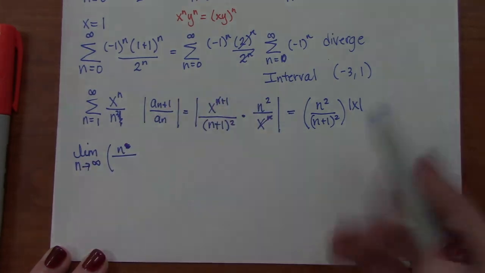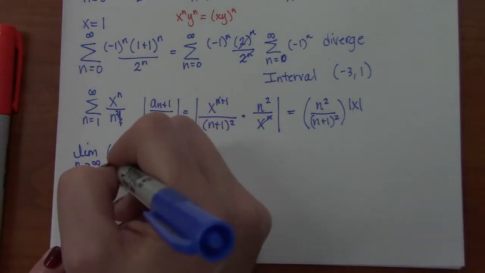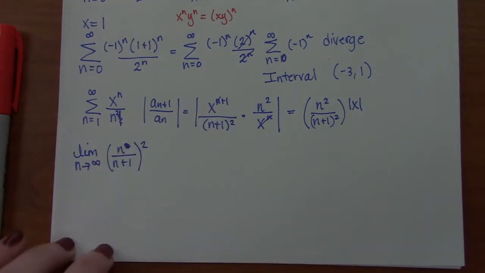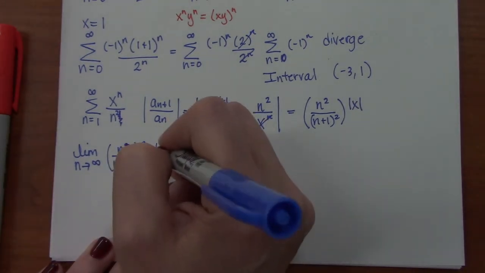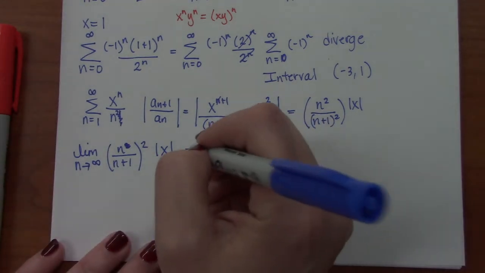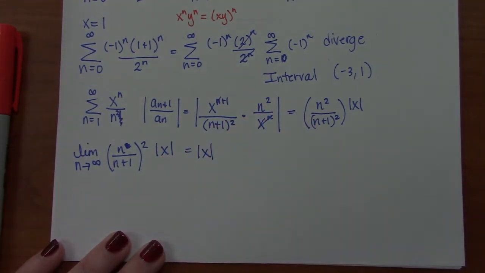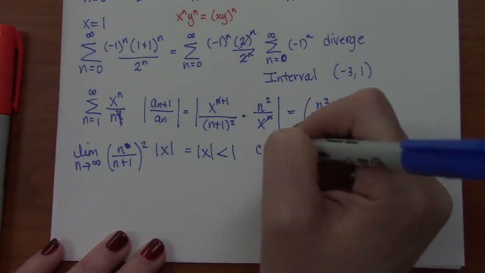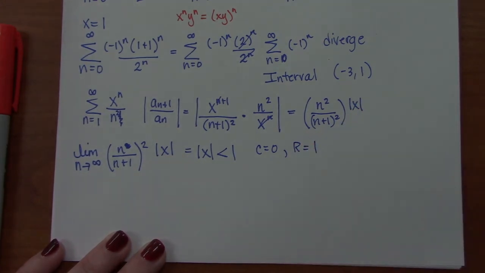Since these are both squared, it's probably easier to write it as a ratio of both things and then square it, because it's easier to do the limit of the stuff inside, right? Times the absolute value of x. So what's the limit of the stuff inside the parentheses? 1. So we get 1 squared times absolute value of x. So this limit just equals the absolute value of x. It converges if it's less than 1. So we can see that the center is 0 and the radius is 1. And if I set up the inequality, I'm just going to get x's between -1 and 1.